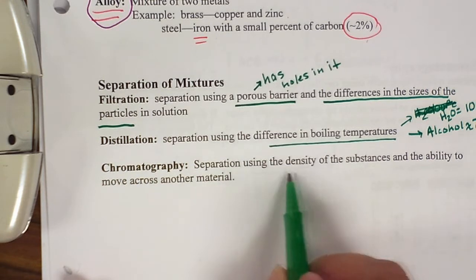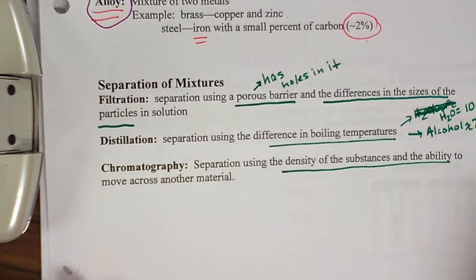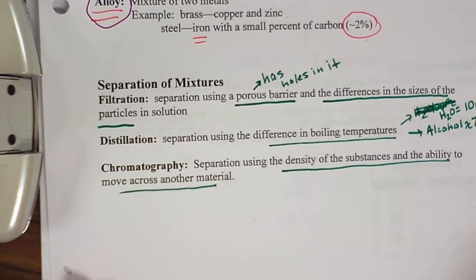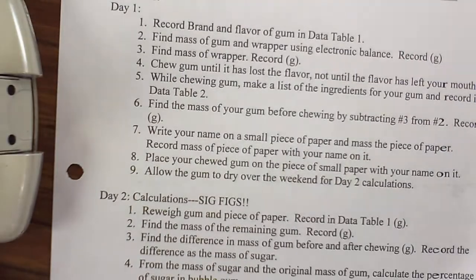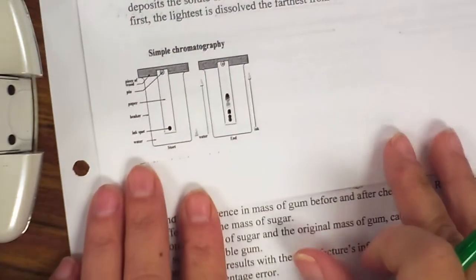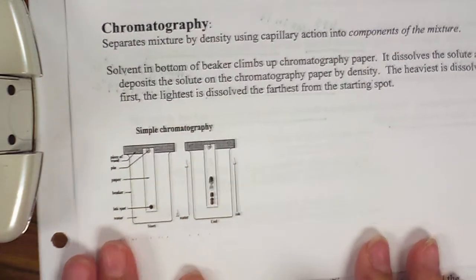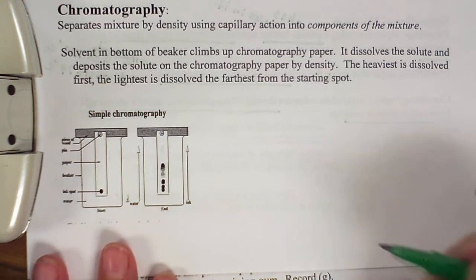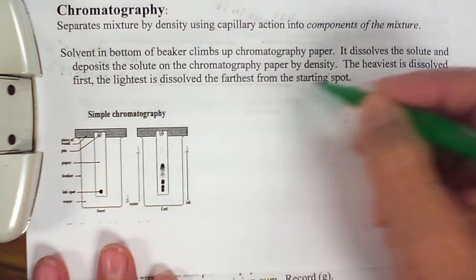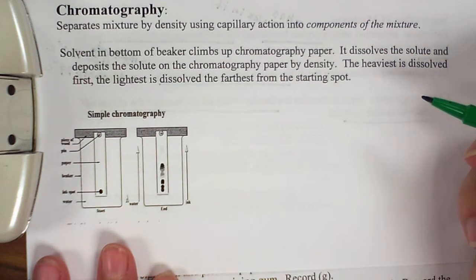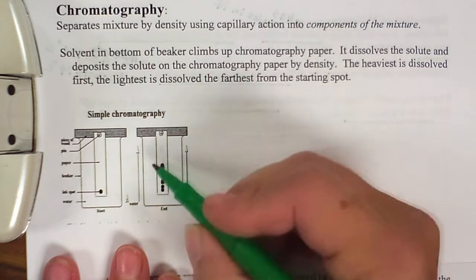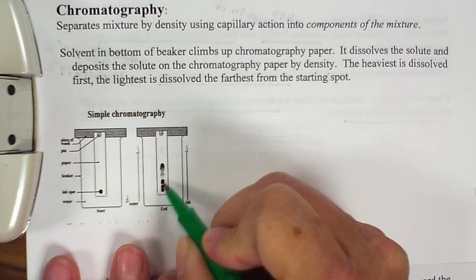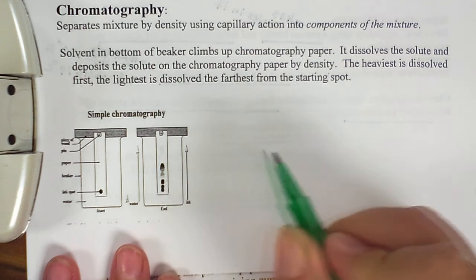Lastly, chromatography, which is separating using the density of the substances and the ability to move across another material. So let me show you a picture of that. Here on the back of your sheet is an example of chromatography. So what they do is you can put a substance into a solvent, which will dissolve it into the solvent. But what you're going to do is put a spot of the substance onto a piece of chromatography paper, which is a little like a paper towel.